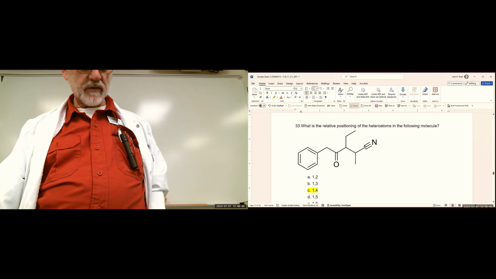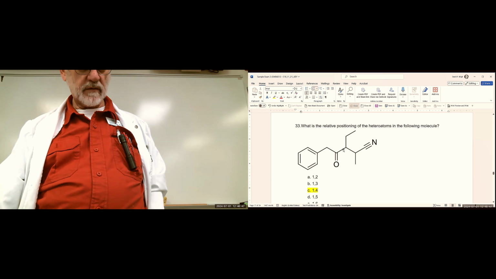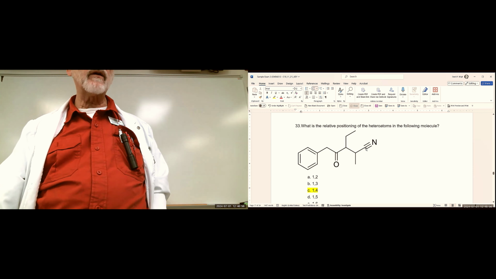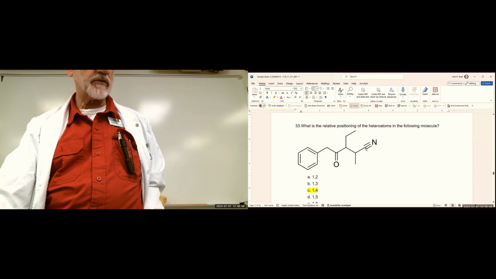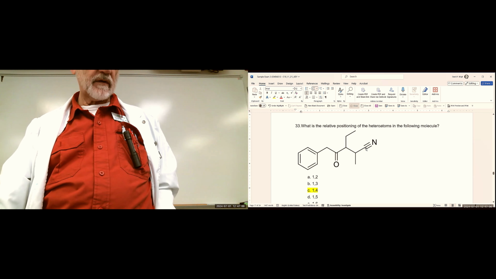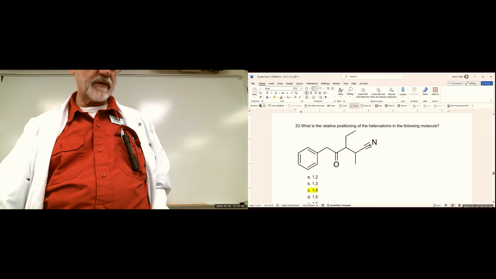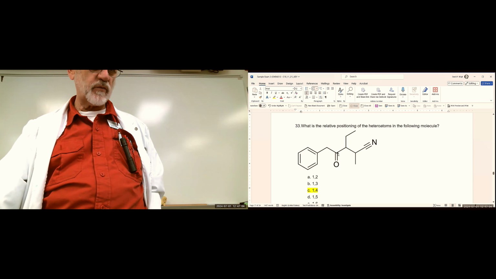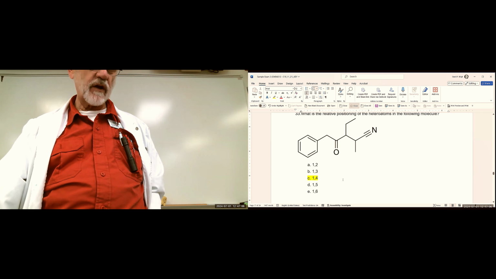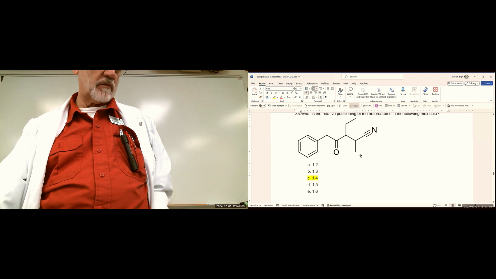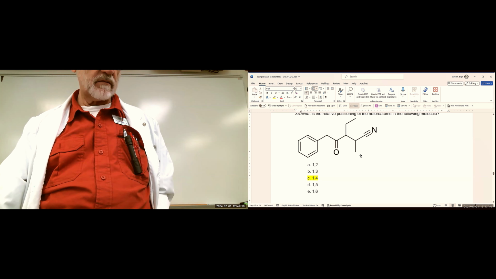So let's see. If we do that one, it's 1, 2, 3, 1, 2, 3, 4. The heteroatoms, so nitrogen versus oxygen. If we count from the left, nitrogen would be on 1, oxygen would be on 4. There's not a 4-1, so that looks like the best answer.